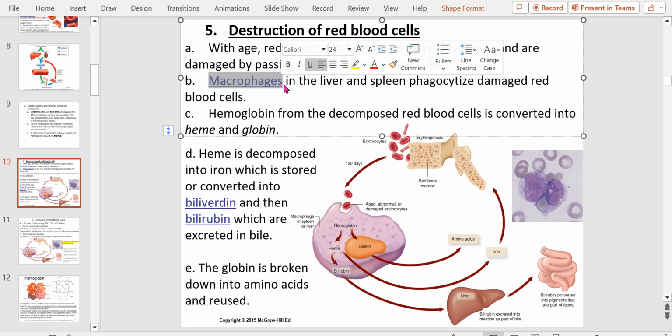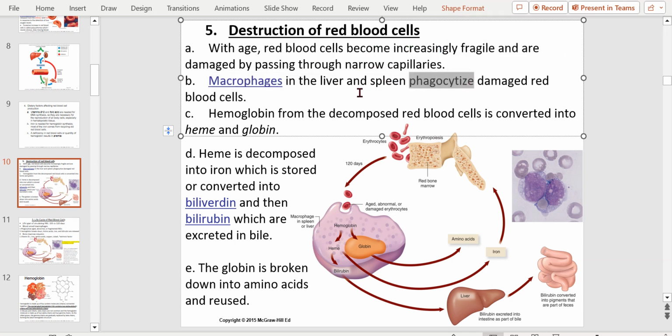macrophages come from the liver and the spleen to phagocytize these damaged RBCs. Chomp, chomp, Pac-Man. Hemoglobin from the decomposed RBCs is broken down, where the heme is decomposed into iron, which is stored, or converted into biliverdin and bilirubin, which are excreted in the bile. The globin is broken down into amino acids and reused.